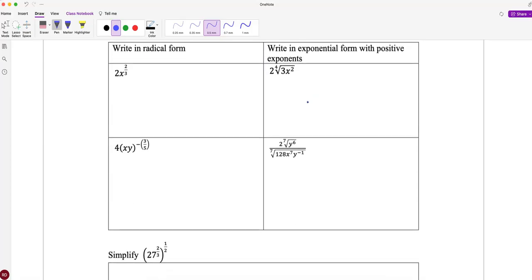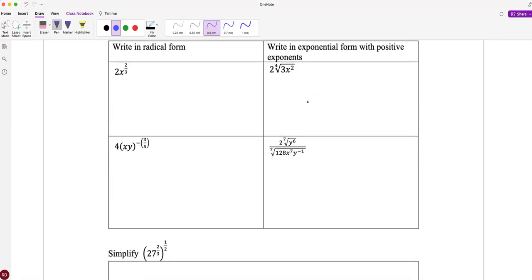Write this in radical form. So this is 2, and then it's the cube root of x squared. Or you could write it 2 cube root of x squared. That exponent can be either inside or outside the radical sign.